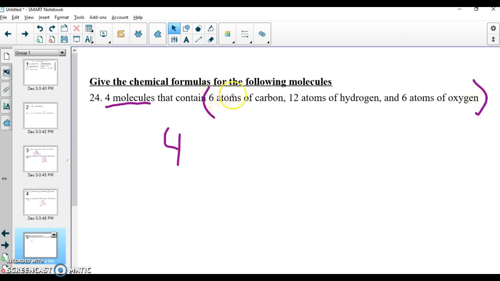And so it says there are 6 atoms of carbon. So I'm going to put a capital C, and that means it's 6. There's 12 atoms of hydrogen, H12, and then we have 6 atoms of oxygen, O, and 6. So this is C6H12O6, which is actually glucose, which is absolutely essential for us. It's also what plants make when they do photosynthesis. So this means there are 4 molecules of glucose.